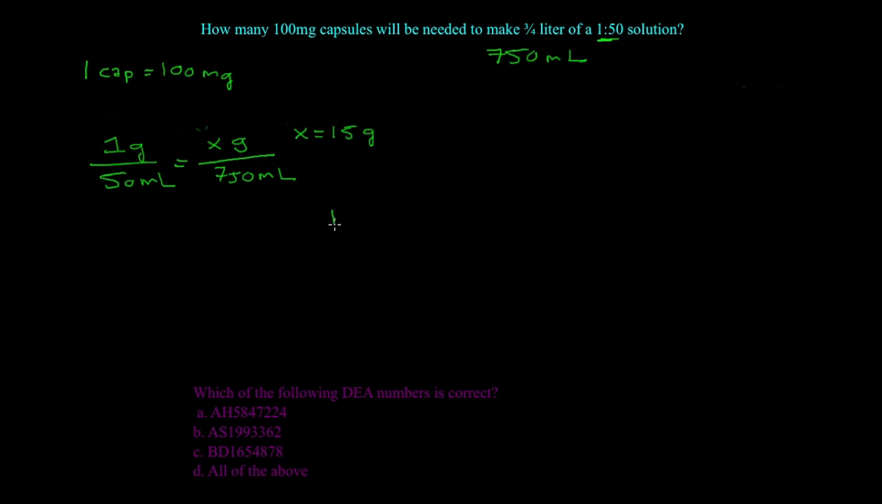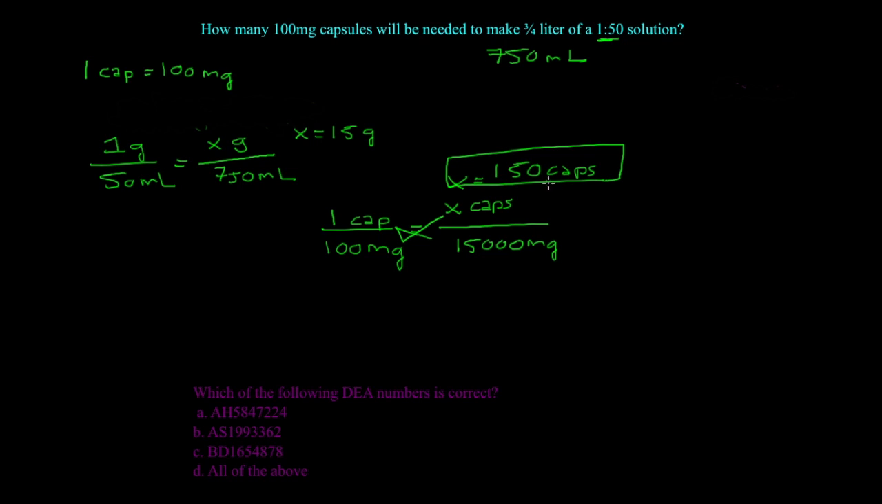And we know that 1 cap equals 100 milligrams. We want to know how many caps out of 1,500 milligrams. Now, why is it 1,500 milligrams? Because it was 15 grams, but we wanted it to be the same units. It's asking about the milligram capsules, so we just change that to the milligrams. So when we cross multiply and divide, that gives us X equals 150 capsules. So we can make 150 capsules with this information right here.